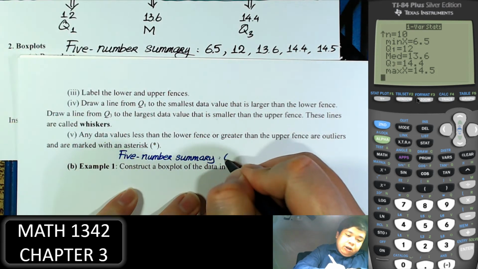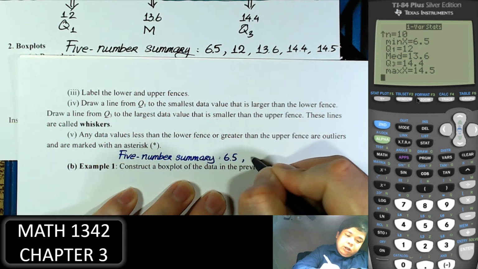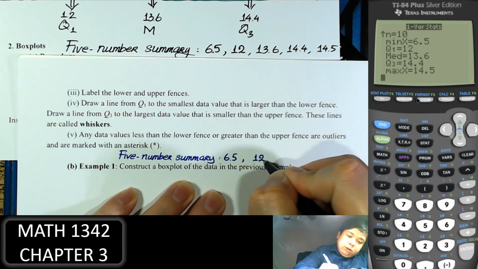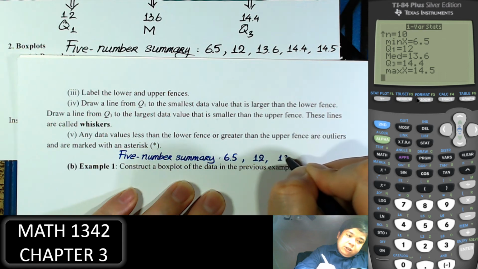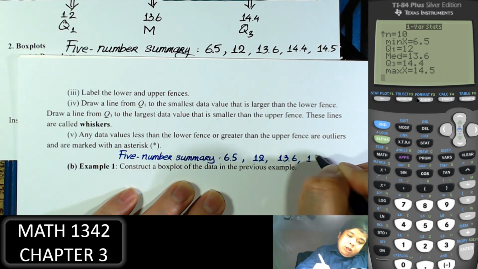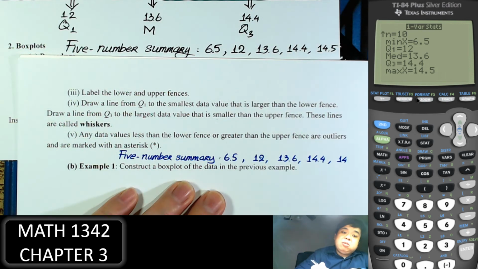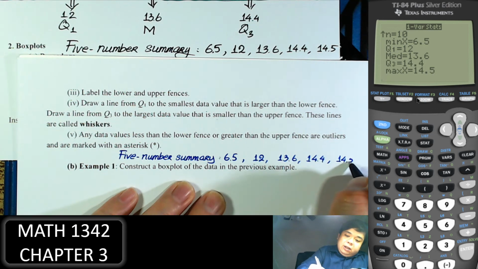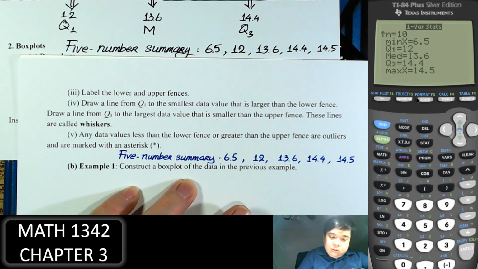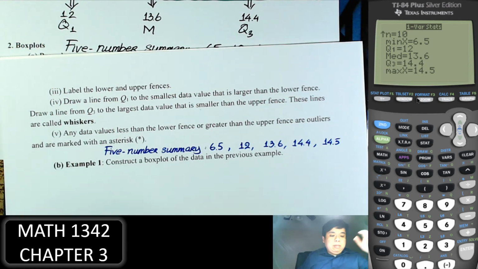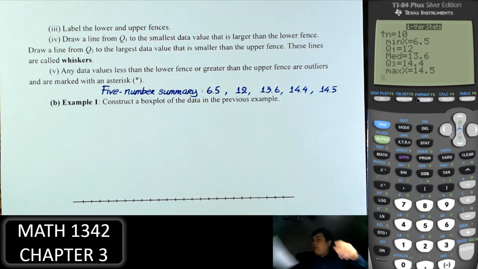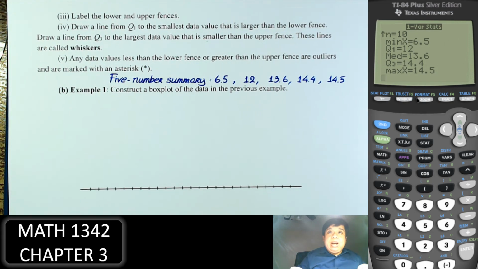Right, 6.5, 12, 13.6, 14.4, and 14.5. Those are the five number summary. Right, and then we calculate the fences and determine if there are any outliers. In order to do that, we have to find the fences.